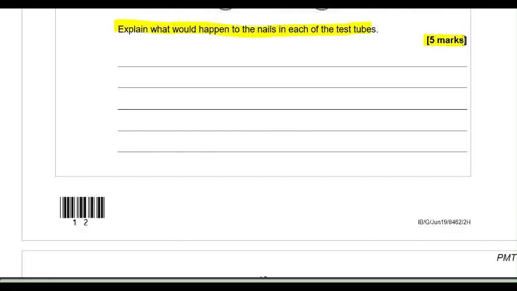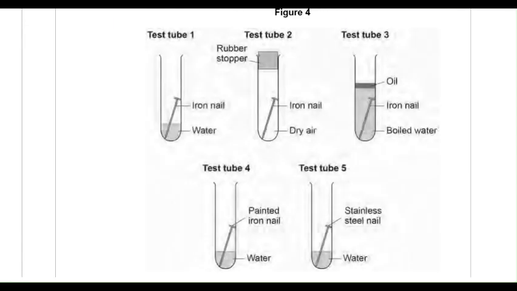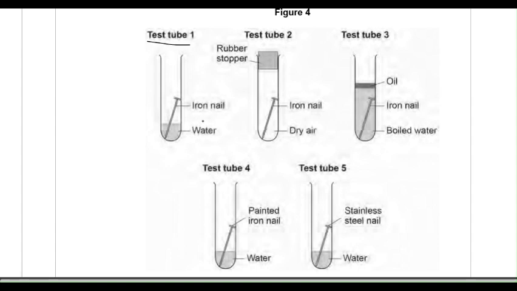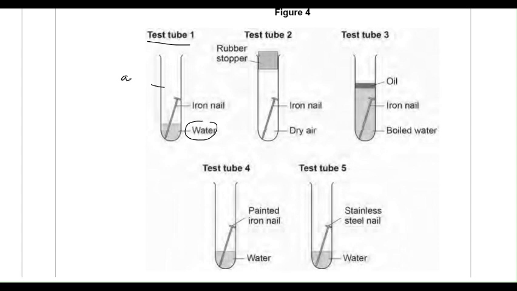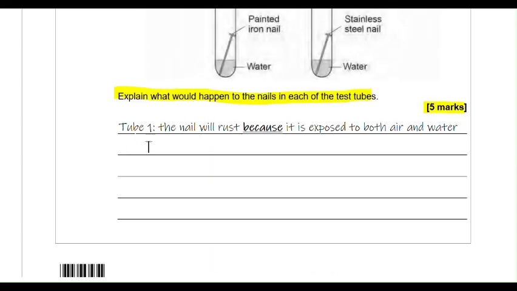So let's go back up to the diagrams. In test tube 1, the nail is exposed to air and water, so therefore it will rust. So for our first mark, tube 1, the nail will rust because, and that's underlined because this is an explain question, it is exposed to both air and water. Now, the important chemistry here is that both air and water are required for rusting to occur.